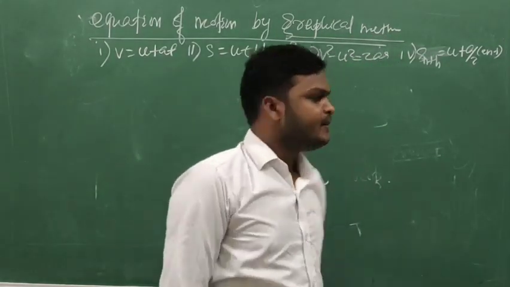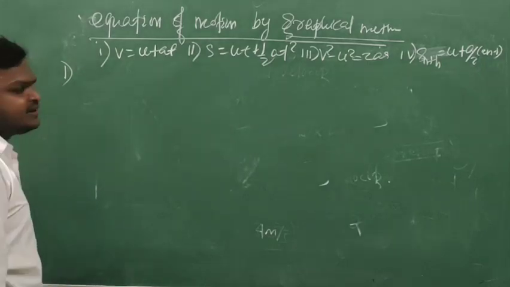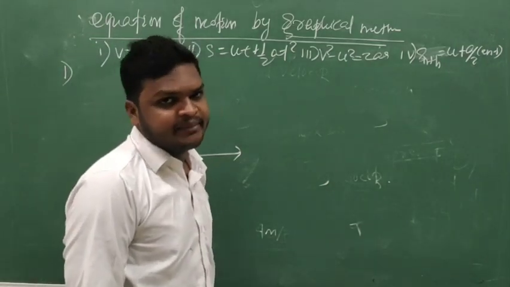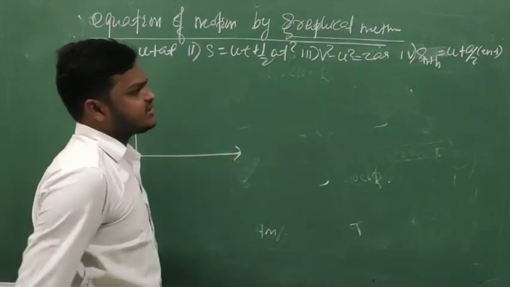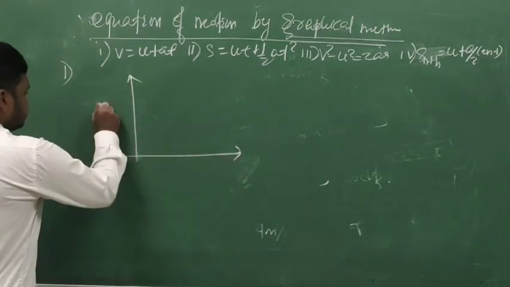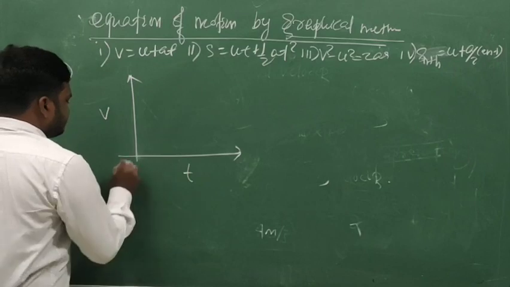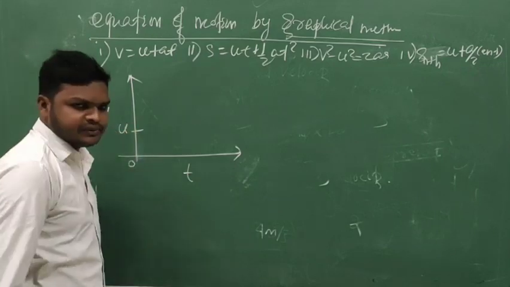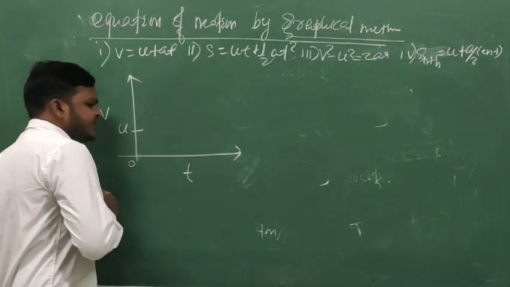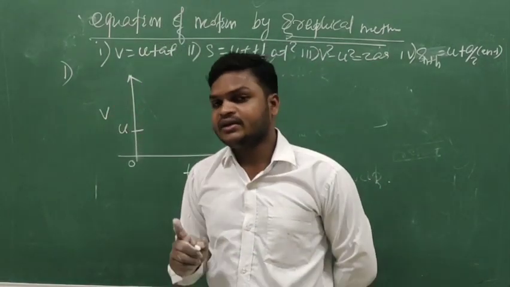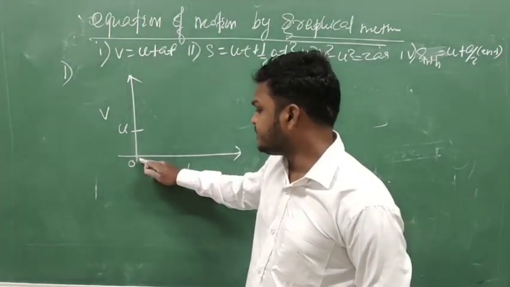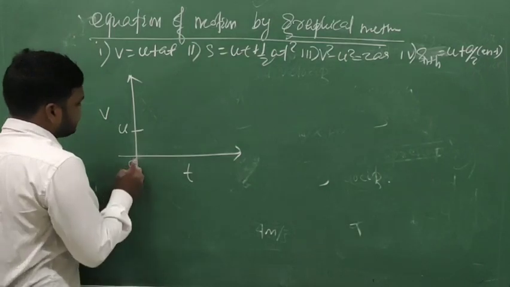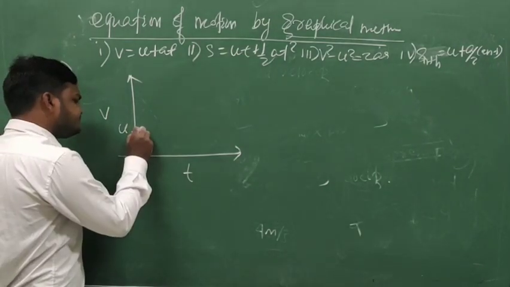Graphically we derive them. So first, the graphical method. All of these equations can be derived by the velocity time graph. So this is velocity and this is time. Suppose at the initial time the body has some initial velocity u, and with uniform acceleration, with respect to time the velocity of the body equally increases.